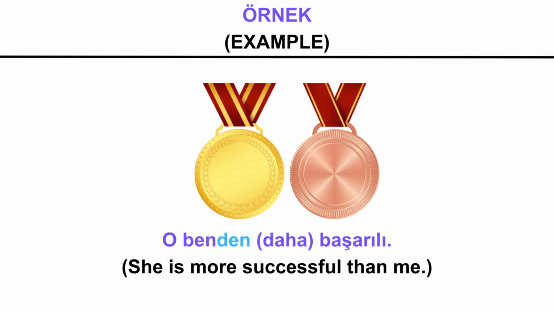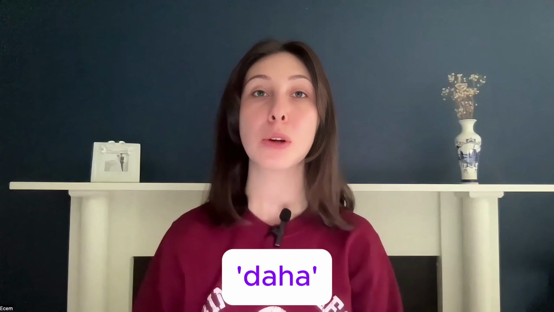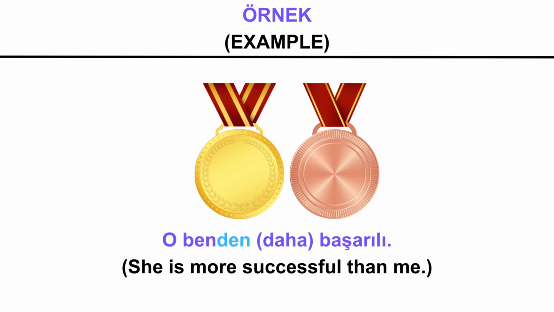O benden başarılı. She is more successful than me. If you noticed, I didn't add daha. That's because once you add the den suffix, once the context is clear that you are making a comparison, then you don't always have to add daha. It is already clear that you're comparing one thing to another. So in our example, we say, o benden başarılı. She is more successful than me. That's why you can either use daha or you can just skip it.